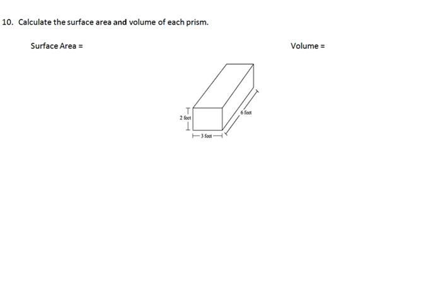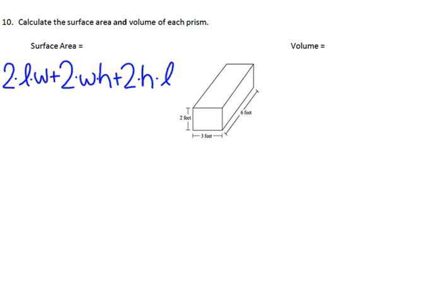Okay, next, calculate the surface area and volume of each prism. So for surface area, we're going to start with the formula, 2 times length times width plus 2 times width times height plus 2 times height times length. And then I'm going to label each piece.